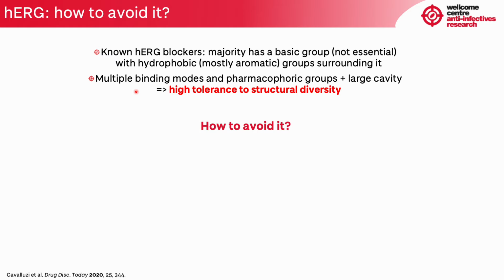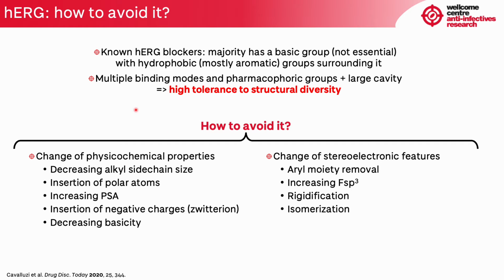So how to avoid that situation? We can change physical-chemical properties by changing alkyl side chain sizes, inserting polar atoms, increasing the polar surface area, inserting negative charges or decreasing basicity. We can also change stereoelectronic features, such as removing aromatic rings, increasing the number of sp3 carbons in the structure, inducing some rigidification, and changing the relative positioning of functional groups in the molecule.